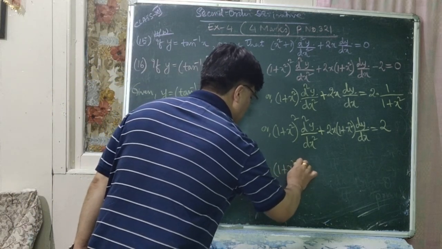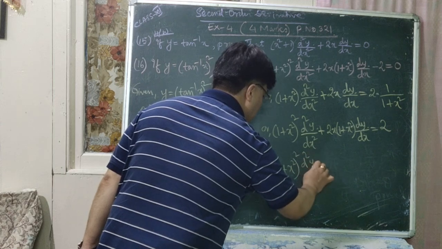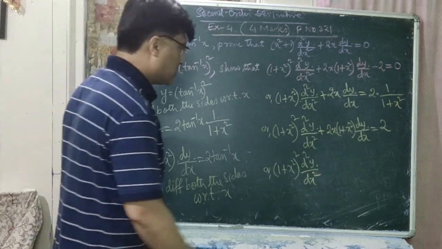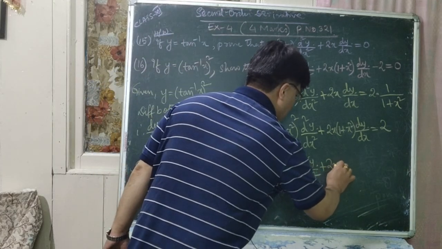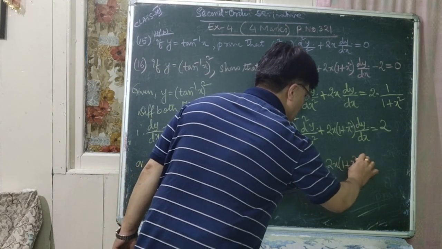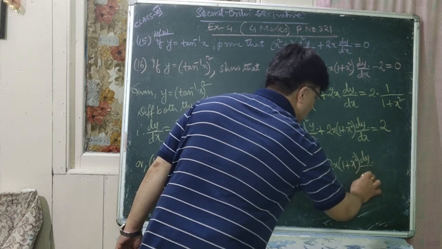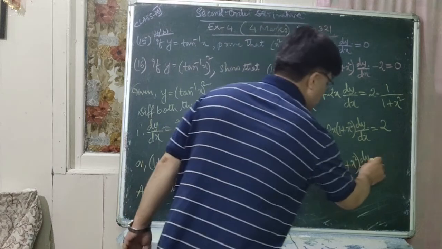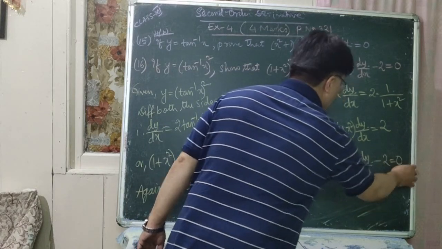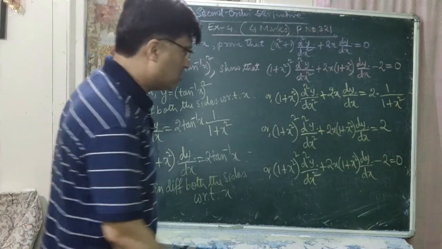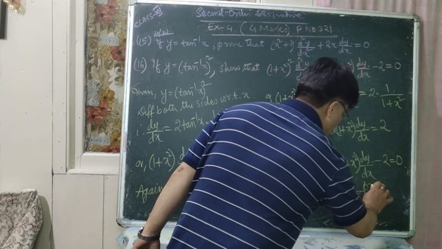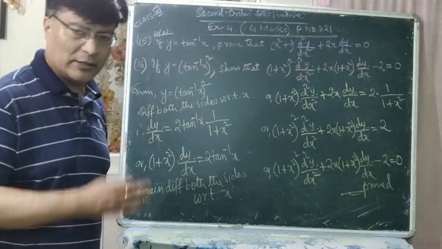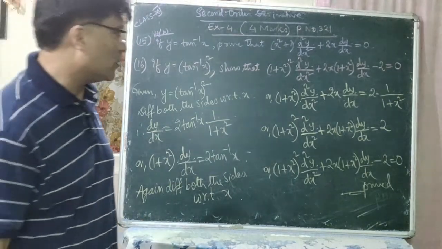or 1 plus x square whole square into d2y by dx square plus 2x into 1 plus x square into dy by dx. Then plus 2 becomes minus on the left hand side. So it is minus 2, which is equal to 0. That is proved. So it is proved. So I think you have understood it. You can copy it. Now we'll do the next question now.